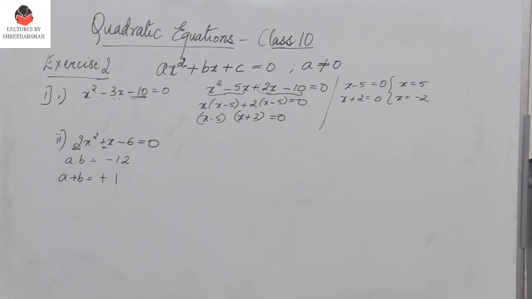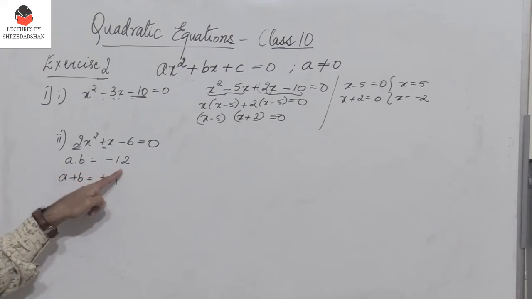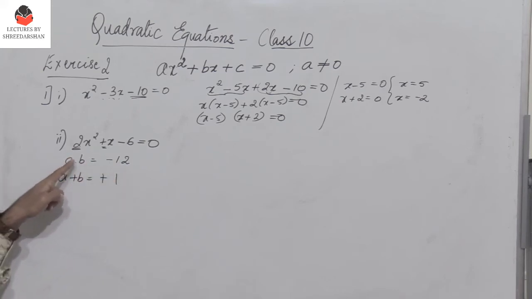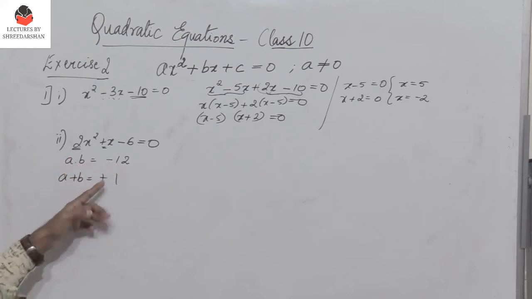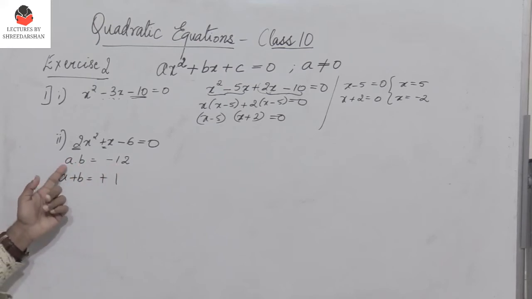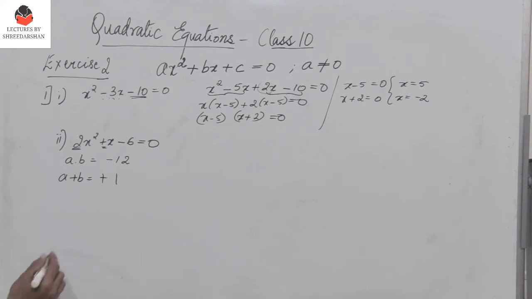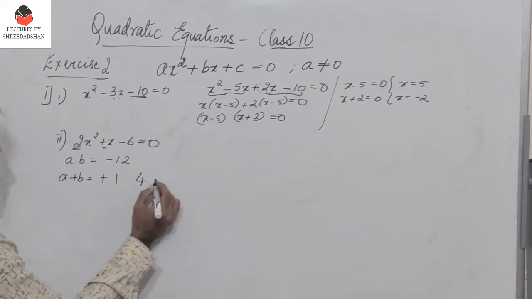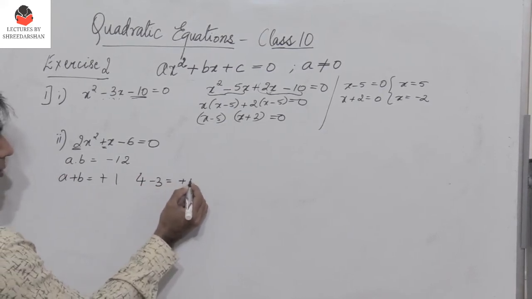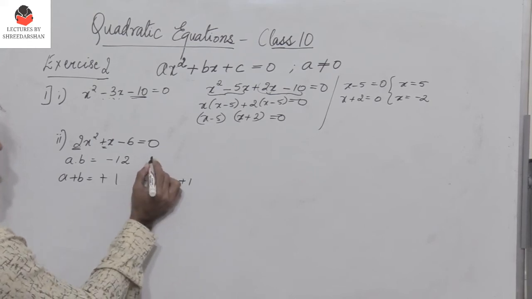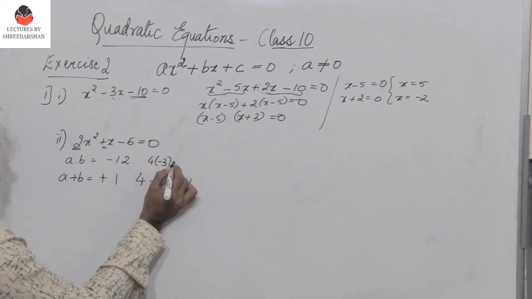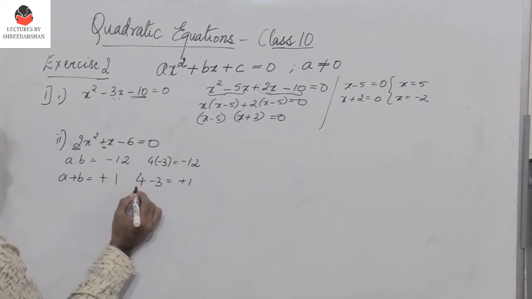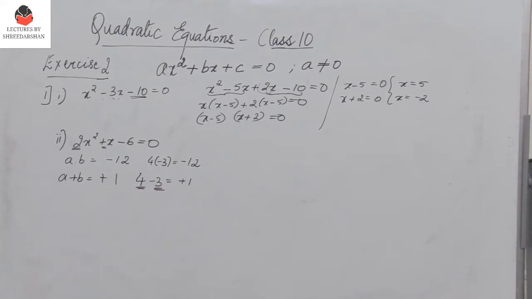So what are those two numbers? So how do I get 12? I get 12 where 1 into 12 is 12. Next 2 into 6 is 12. But I will not get 1 if I add them. 4 into 3 is 12. So if a is 4 and b is minus 3, I get 1. And 4 into minus 3 will give me minus 12. So definitely here I have 4 and minus 3.